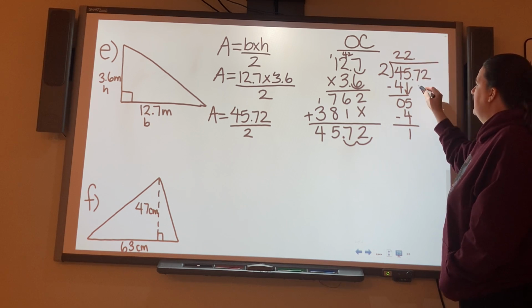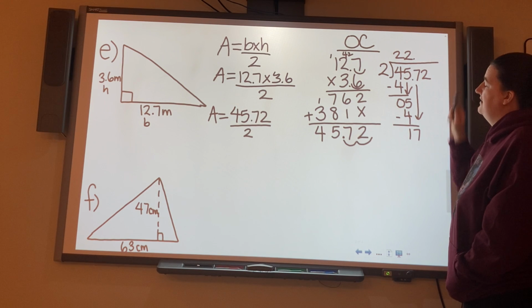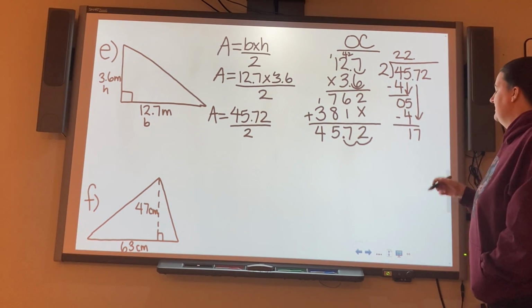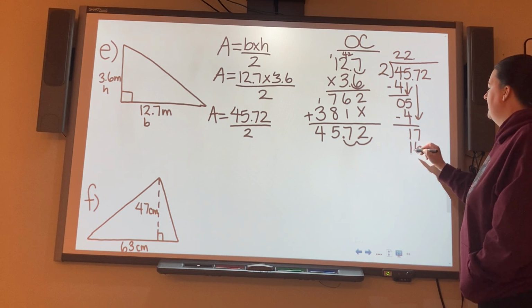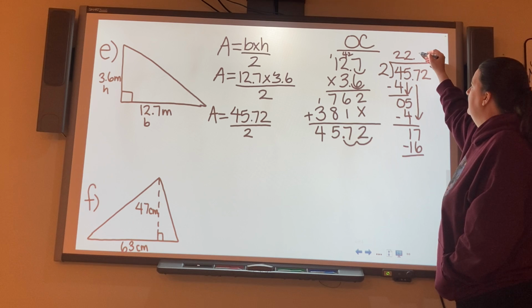Decimal, decimal, drop your 7. You can't drop that 7 until you put a decimal in your answer. Look down your 2s, the closest thing to 17 without going over. Look on the side, what is your answer?